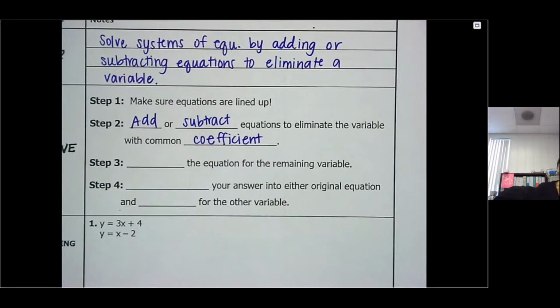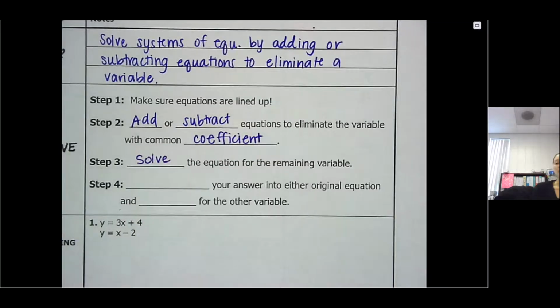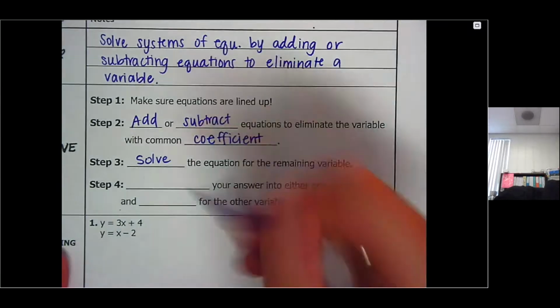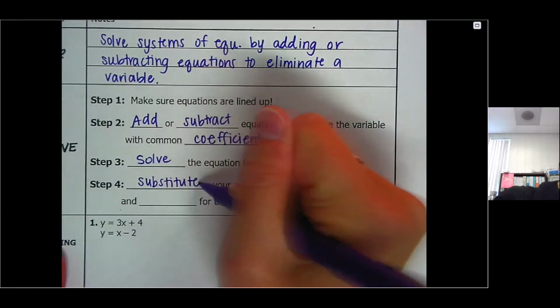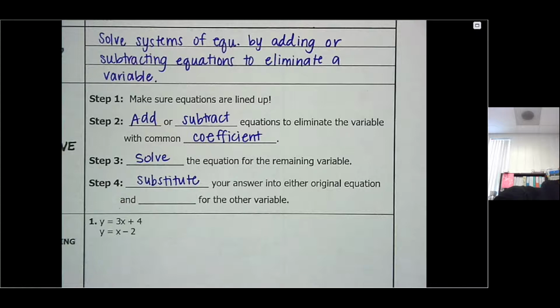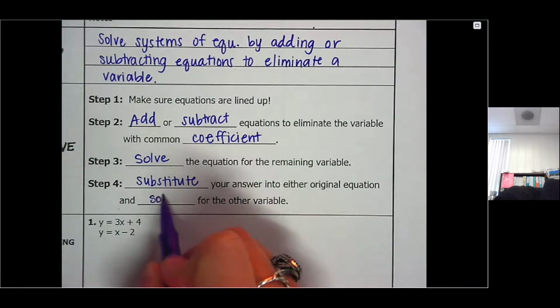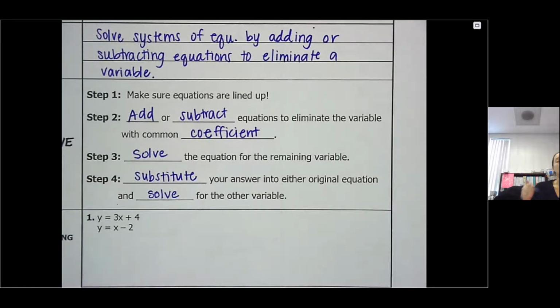Step three, we're going to solve the equation for the remaining variable. Right, so it's just a little bit of algebra that we're going to do to get that x or y by itself. And then step four, we're going to substitute or plug in our answer into the original equation, and then we're going to solve for the other variable. So it's very similar to what we did for substitution before, where we have to take our answer and plug it in. We still have to do the same thing here for elimination.